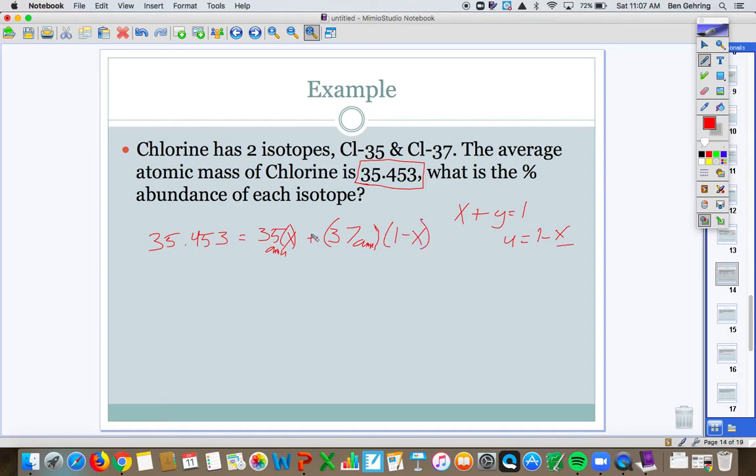And now it's algebra. So from here you have 35.453 equals 35X plus 37 times 1 minus X. So I'm going to FOIL. I'm going to distribute 37 through. So 37 times 1 is 37. 37 times a negative X is minus 37X.